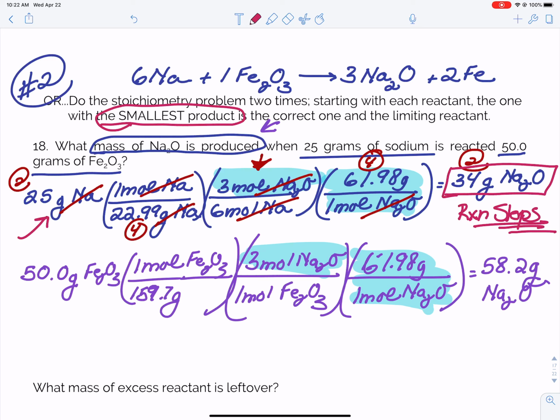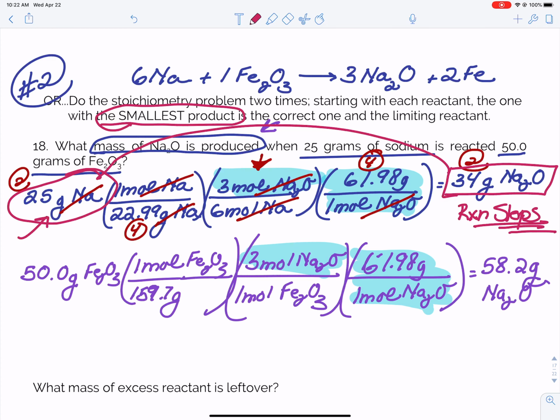And which reactant is the limiting reactant? It was the reactant that produced that. So if the question asked me, what is the limiting reactant? The limiting reactant would be the 25 grams of sodium. Okay.